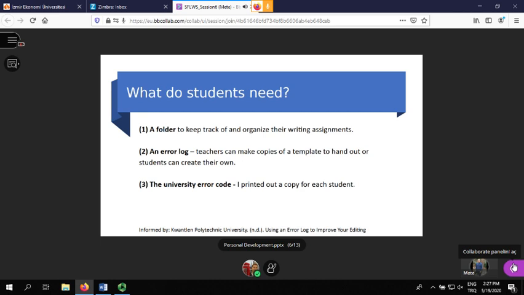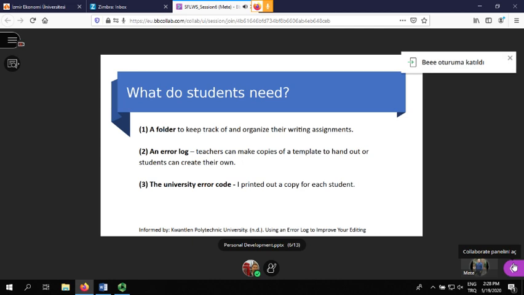What do students need? All right, firstly, a folder, right? There may be some grunts, some groans, especially if students didn't use a folder in their previous classes. But that's normal, that's expected. So just any type of folder. Then an error log, which I will get to shortly. There are many different templates, many different ways that you can do this. I printed them out and gave them to students.